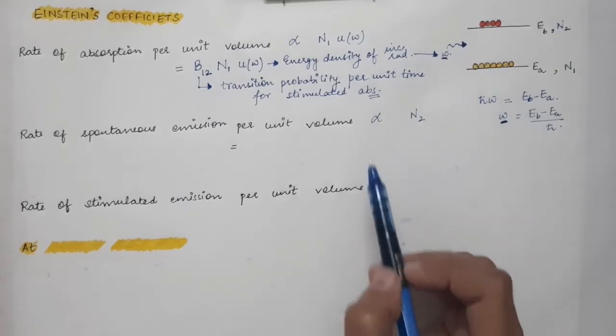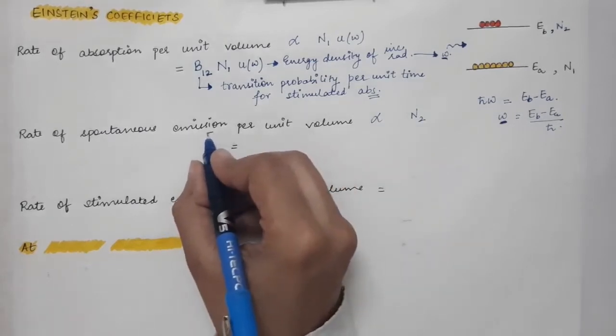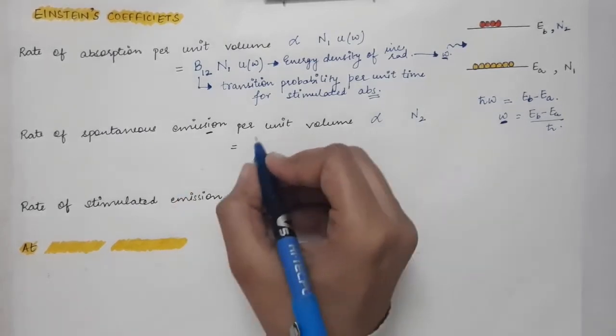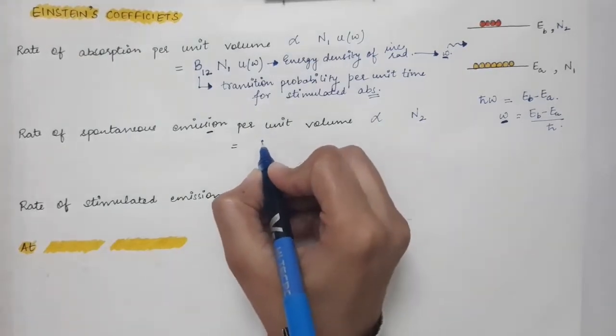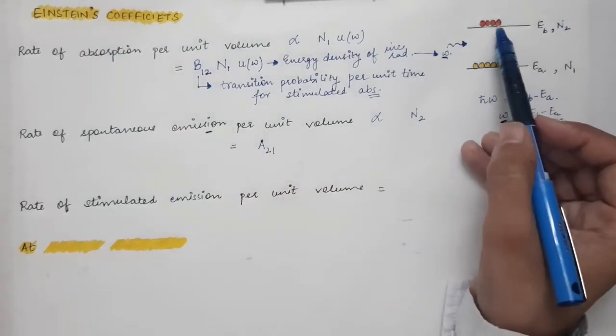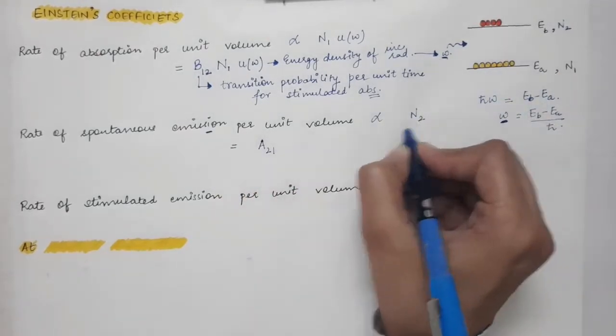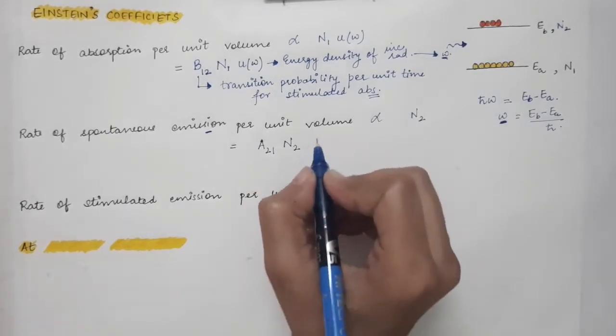So now we will remove this proportionality and insert a proportionality constant, and in the case of spontaneous emission, we write it as A21. We write it as A21 because the transition is occurring from the second level to the first level, and N2 will remain as it is. So N2 is the number of atoms in the excited state per unit volume.